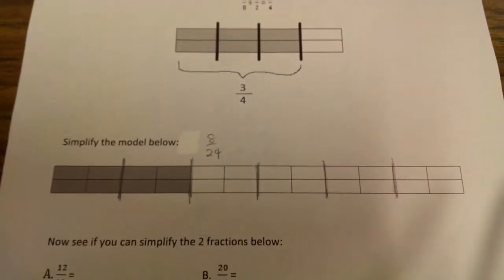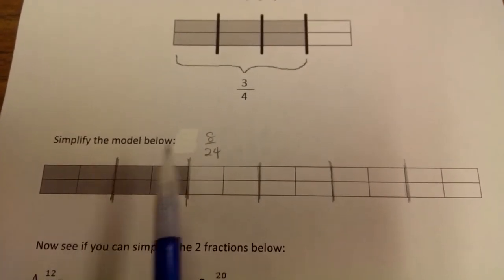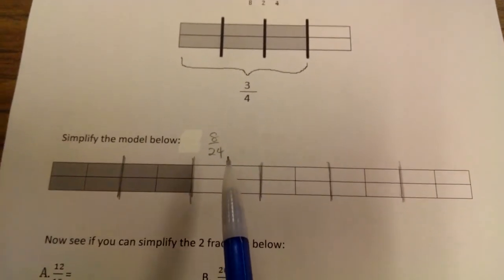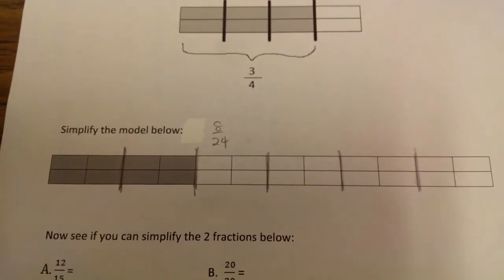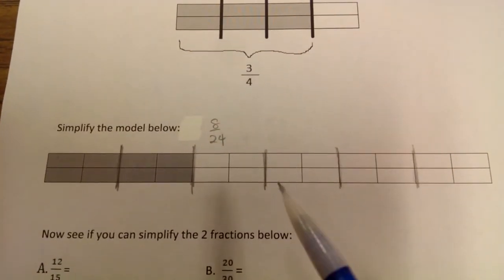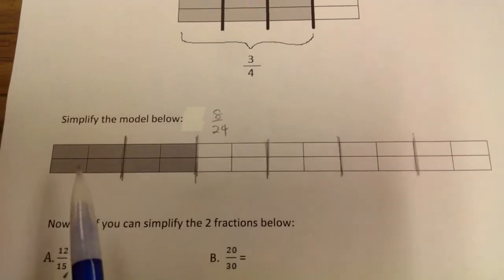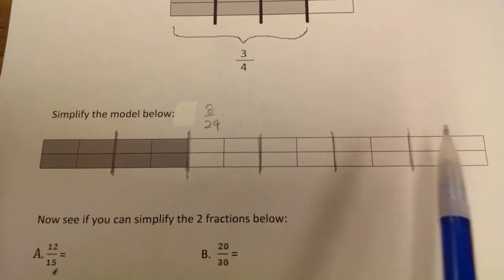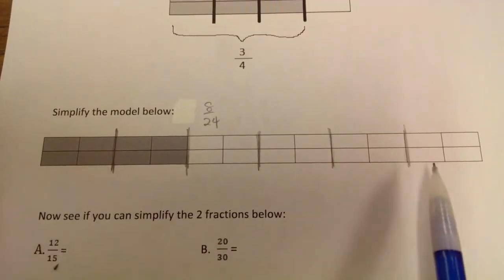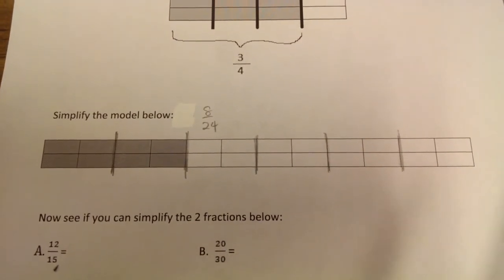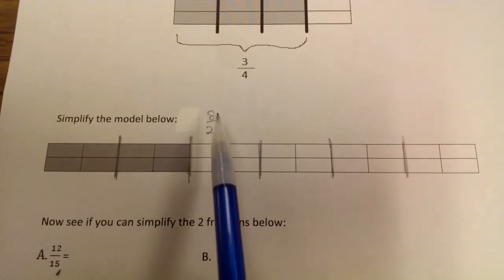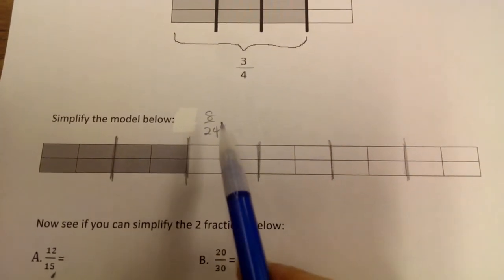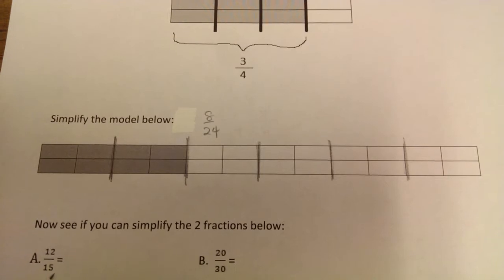Here we have a model for 8/24. Okay. Now, what's the number that goes into 8 and 24? Well, 2 can go into both 8 and 24. 4 can, and you can see, now if I did it in groups of 4, right, I would have 2 out of 6. But that's still not the largest number I can group my 8 pieces and my 24 pieces into. What's the largest number that can go into 8 and 24?